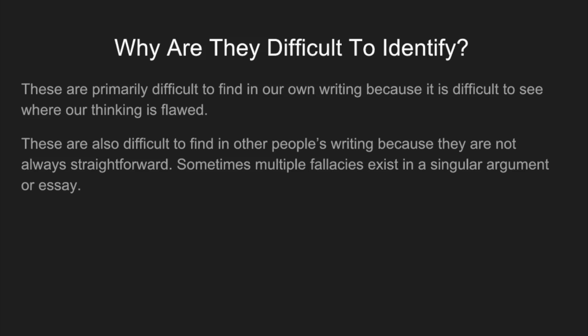So these are also difficult to find in other people's writing because they are not always straightforward, and sometimes multiple fallacies exist in a singular argument. So it's not to say that something is only going to be slippery slope or only going to be strawman or only going to be hasty generalization. You might have 2 of those things working at the same time, which makes it even trickier. Especially in a longer, more complex project, you might see multiple versions of these, right?